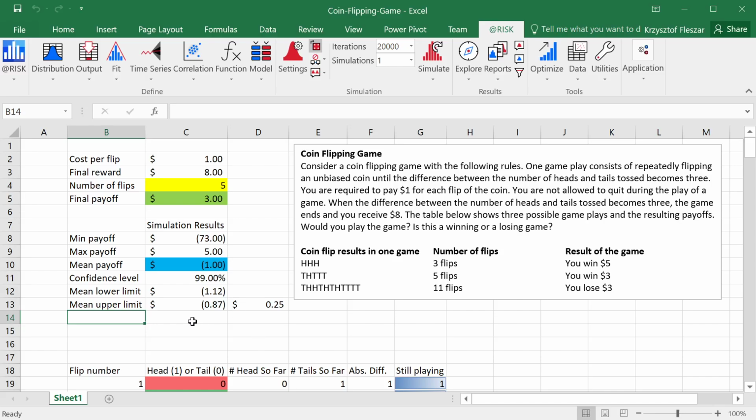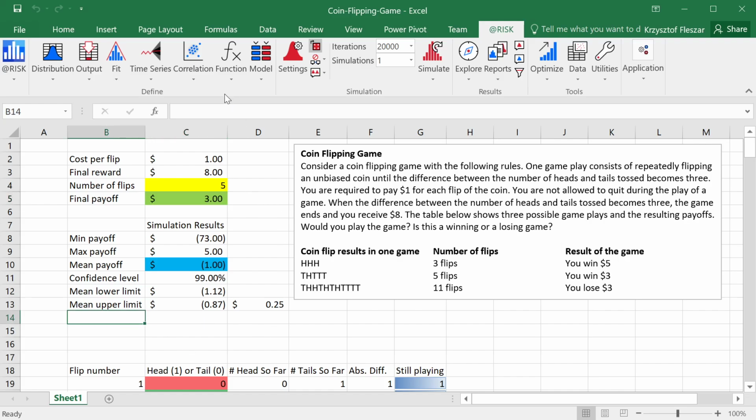A final point in this example I want to discuss is that one way to try and answer this game would be, rather than look at the average winning, look at the probability of winning. Somebody could say, well, if I'm more likely to win than to lose, then maybe this is a winning game. That means I would look at how likely I am to get a positive payoff compared to the likelihood of a negative payoff.